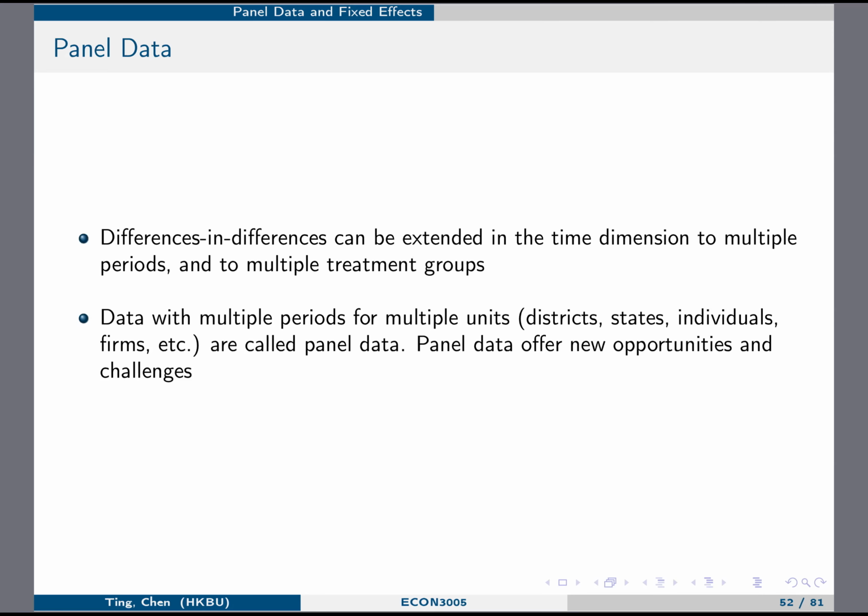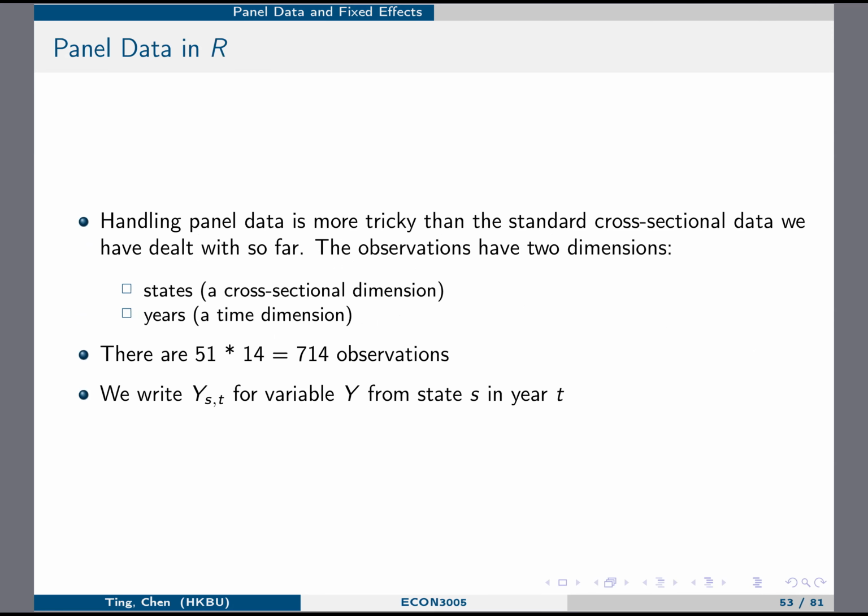It actually offers us new opportunities, at least in the difference-in-differences case. We can expand the most simple forms of difference-in-differences to accommodate more complicated policy change settings or test settings. But they also pose more challenges to deal with. Normally, in practice, handling panel data is more tricky than the standard cross-sectional data we have dealt with so far.